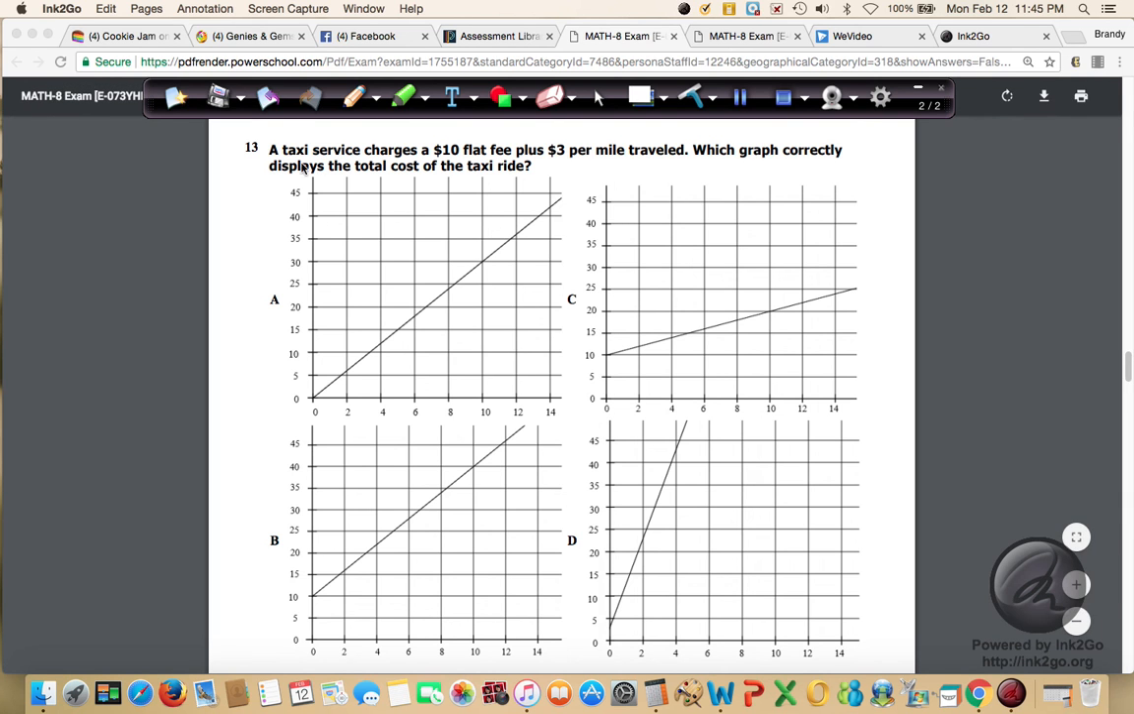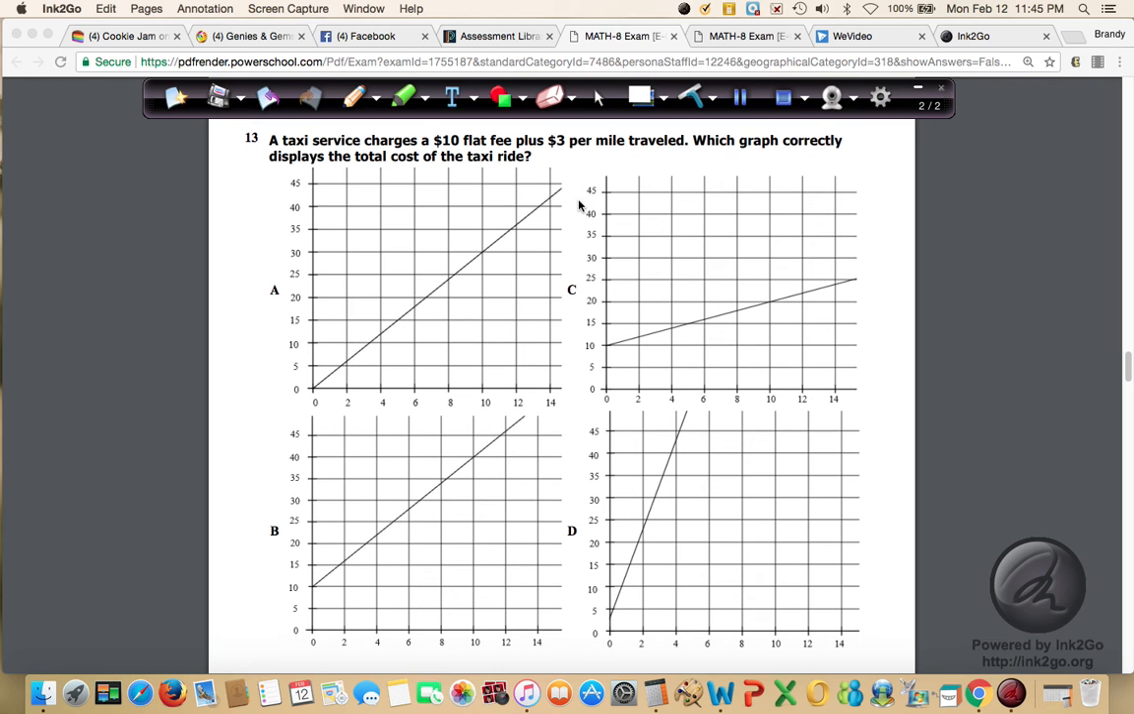Number 13. A taxi service charges a $10 flat fee plus $3 per mile to travel. Which graph correctly displays the total cost of a taxi ride? This one was a hard one. A bunch of you guys missed this. So let's look at this one pretty carefully. Here we care about the fact that it's a $10 flat fee. That means they don't care if you go no miles or if you go 14 miles. It's going to cost you $10. Then you have to add on plus $3 per mile.